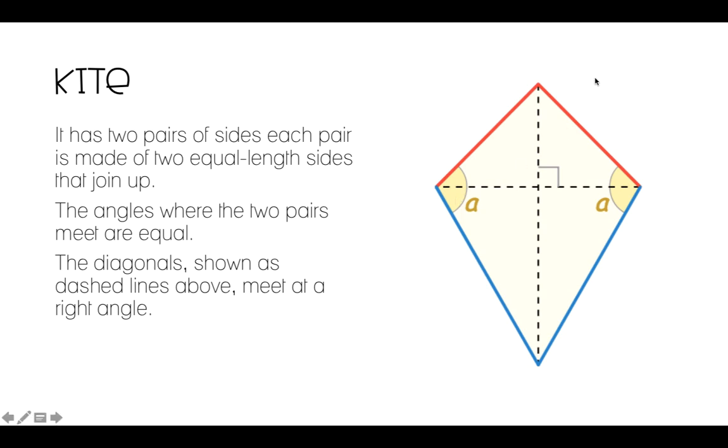So the dotted lines, or the diagonals between the 2, meet at 90 degrees. Now that's important because we can use that to help us find third angles and things like that, remembering that this always equals 90 degrees.